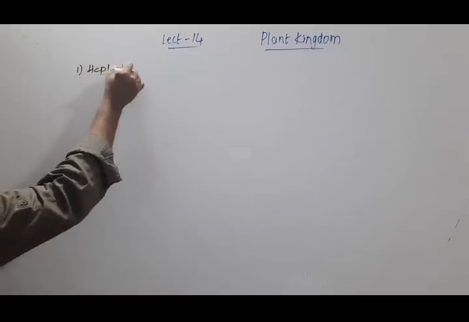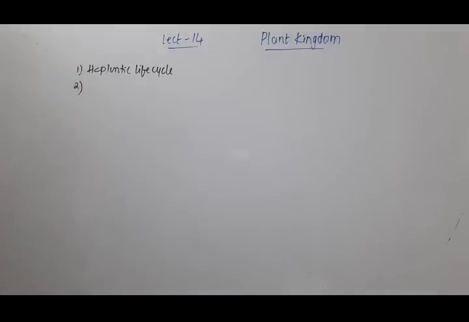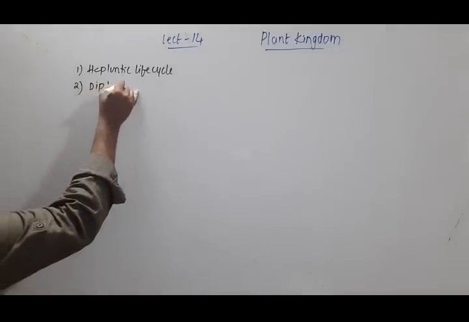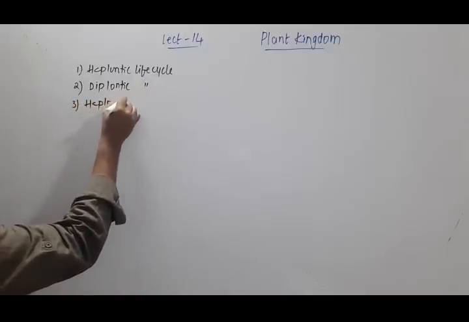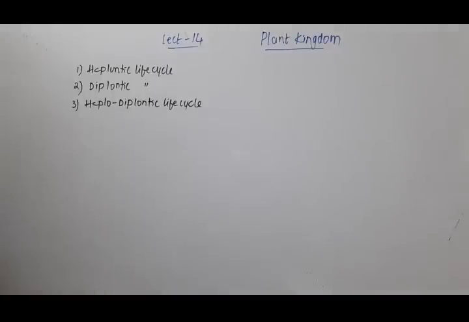So they are the haplontic life cycle. Classified into three different types of life cycles based on the length of the gametophyte living or the sporophyte living. So we have classified them into three types: haplontic life cycle, then diplontic life cycle, and then haplodiplontic life cycle. So these are the three types of patterns that we see in plant groups.